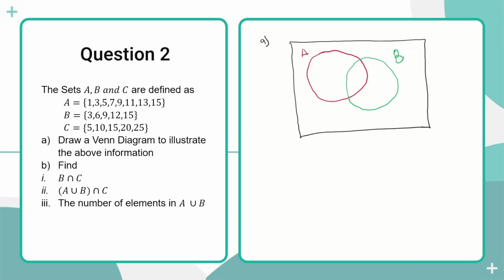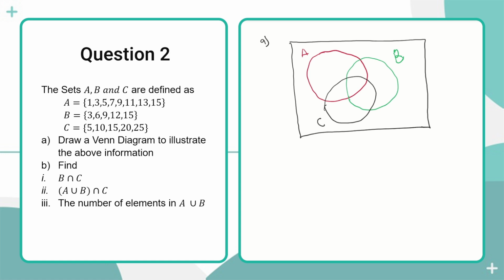And then let's look at C. So there's also something that is common to A, B, and C, which is our 15. We see 15 in A, we see 15 in B, and then we see 15 in C. So we can have our C overlapping for the three of them, right? So this is a set that has three of them overlapping together, right?